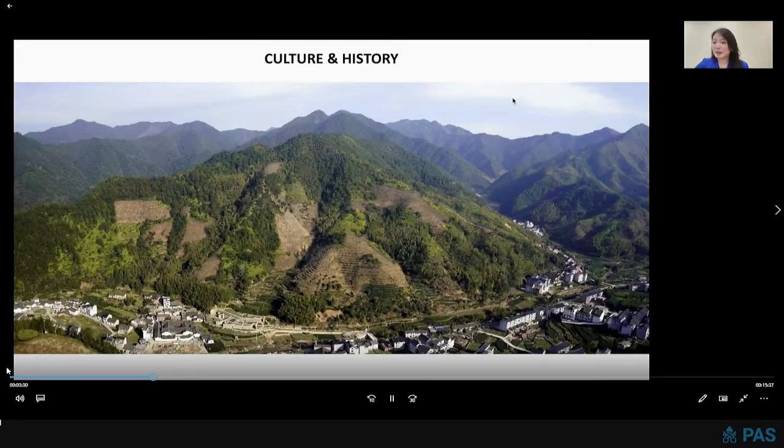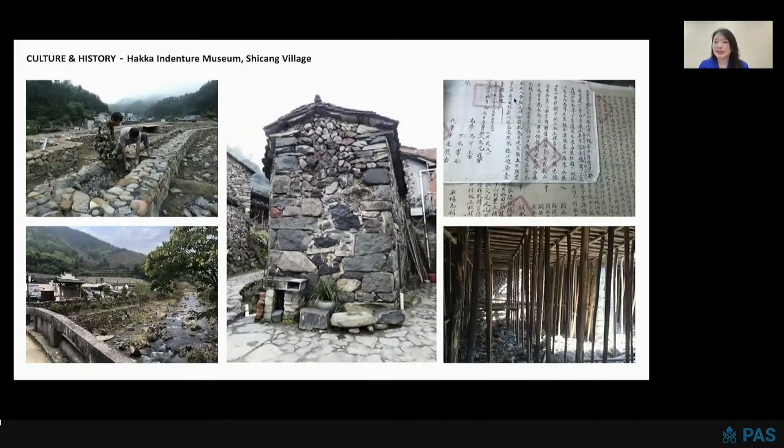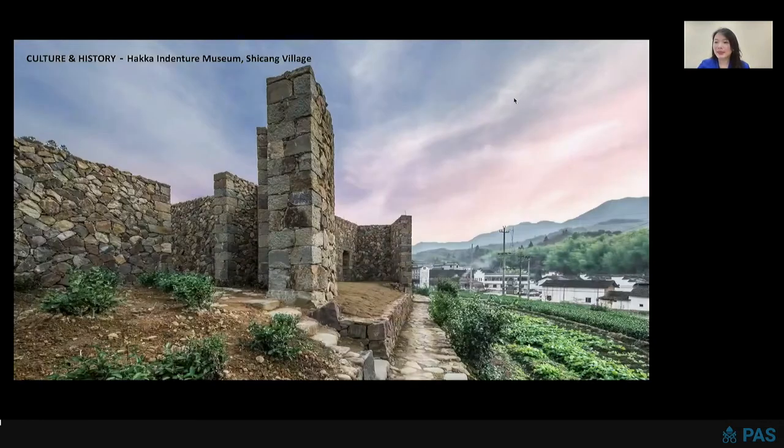In a mountain village, a new rural museum is to restore Hakka indenture history. The Hakka indenture collection in this Hakka village is a valuable cultural archive as the largest Hakka indenture collection in the country. So this museum also provides an opportunity to revive a lost craftsmanship, the traditional masonry building technique. The building has become a monument reflecting the history of Hakka indenture.